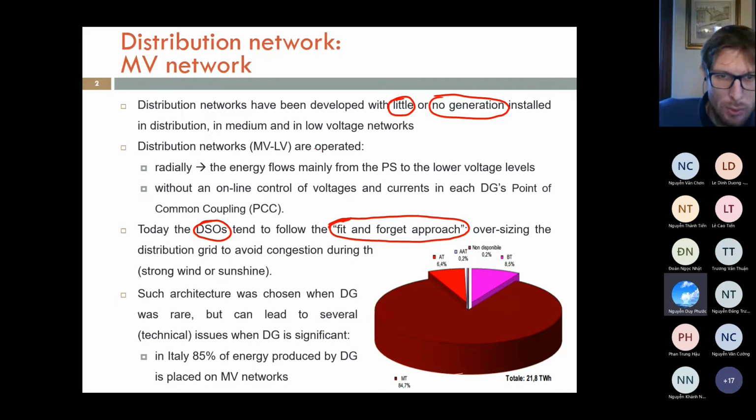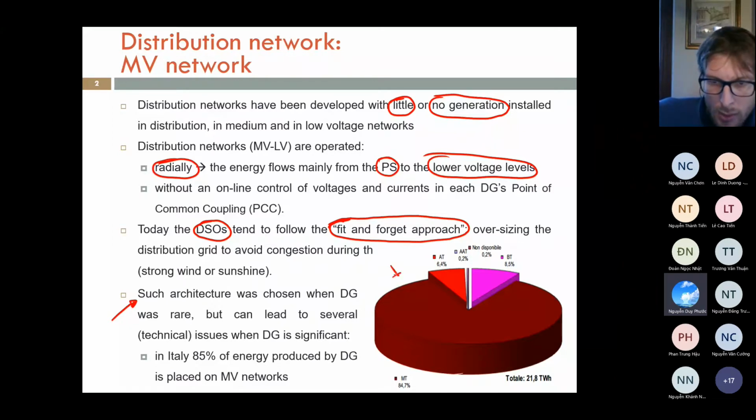The distribution networks are operated, as I told you already, radially. So the energy flows from the primary substation to the lower voltage levels, and there is no voltage control where the distributed generators are connected. So this architecture, which was chosen when the DG was rare, can nowadays, with the increase of DG, lead to several issues. So basically the distribution networks are in a worse position than the transmission system.